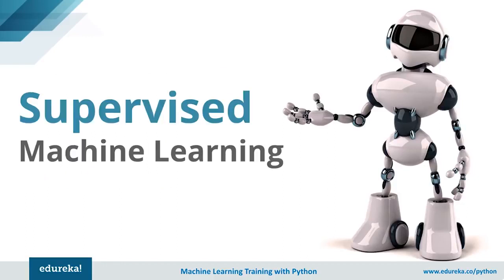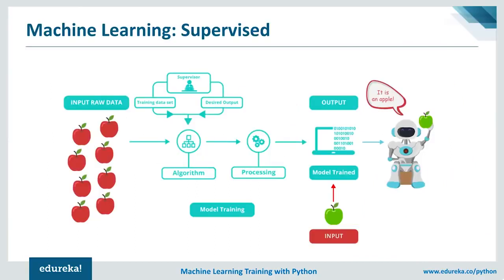So starting with supervised learning. What is it? Let's see a mathematical definition of supervised learning. Supervised learning is where you have input variables x and an output variable y, and you use an algorithm to learn the mapping function from the input to the output, that is y = f(x). The goal is to approximate the mapping function so well that whenever you have a new input data x, you could predict the output variable, that is y, for that data.